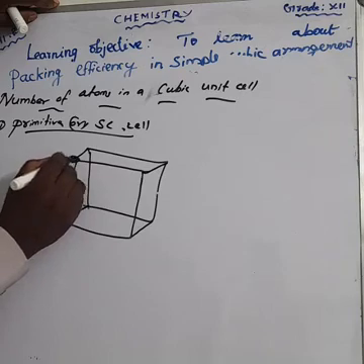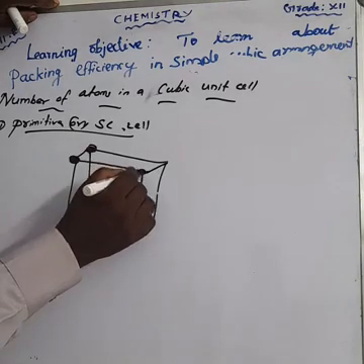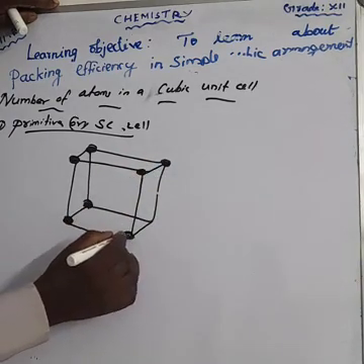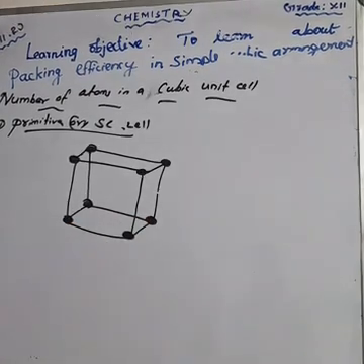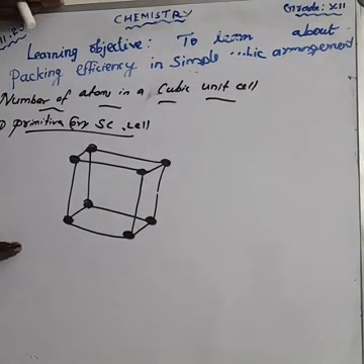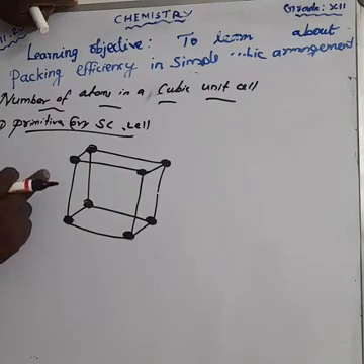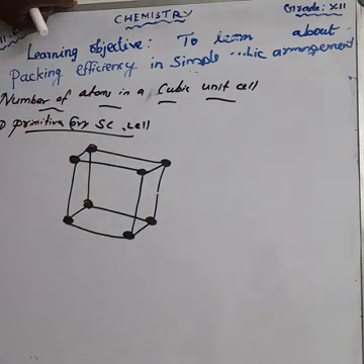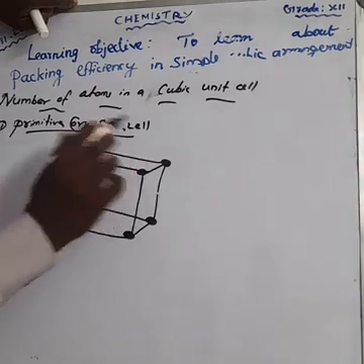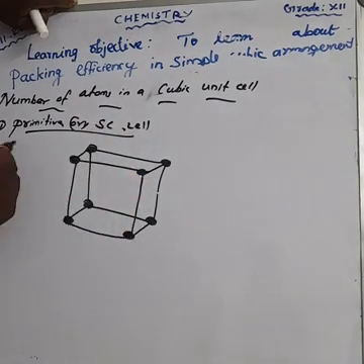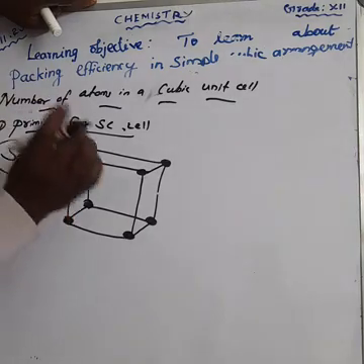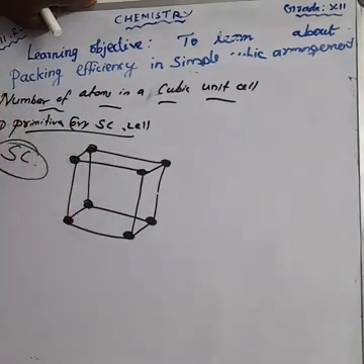Each atom is occupied on the corner. Okay, this is the simple cubic. Here, in the simple cubic unit cell, each corner is occupied by what? Identical atoms or ions or molecules. Simple cubic, SC. Here, each corner is occupied by identical atoms or ions or molecules.